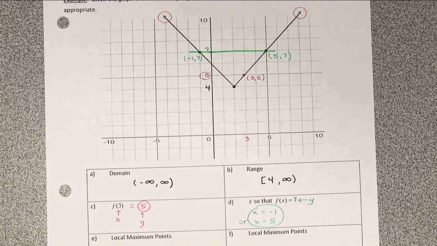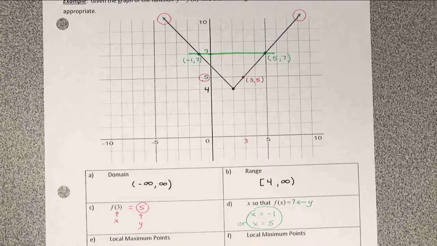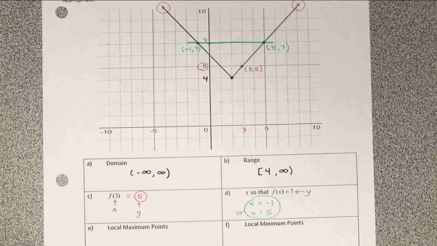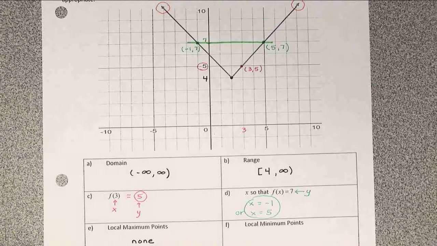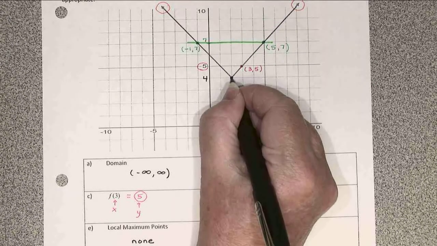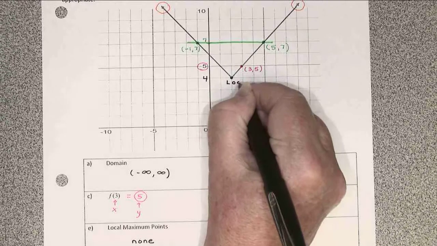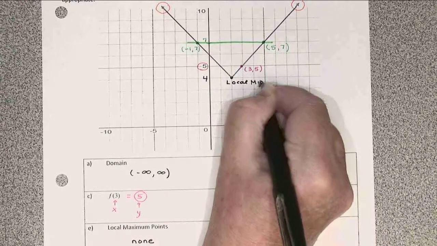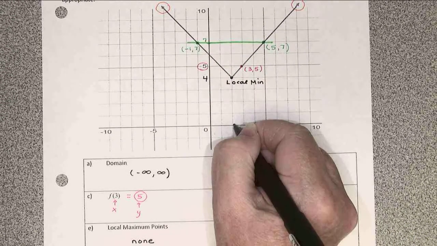All right, local maximum points. I don't see any local maximum points. There is no place on this graph that looks like the top of a hill. So I'm simply going to say none. There is, however, a local minimum. This point right here is at the bottom of a valley. And that point happens to be 2, 4.